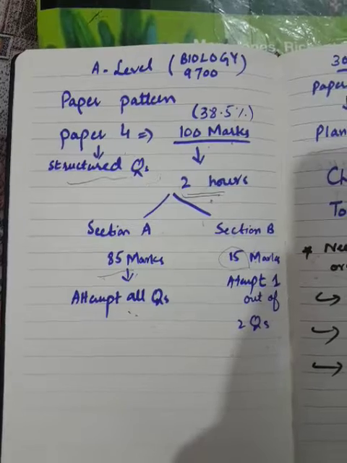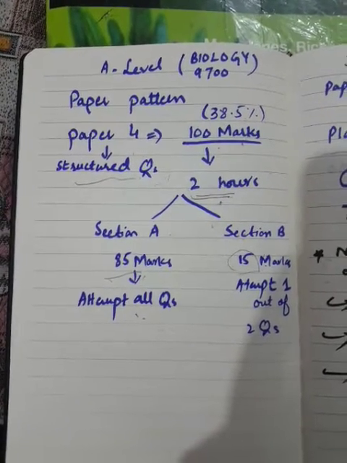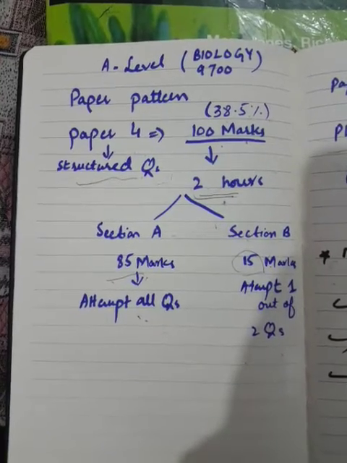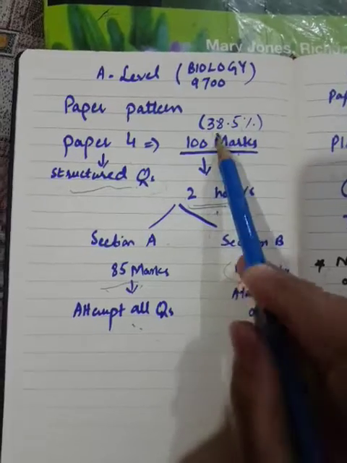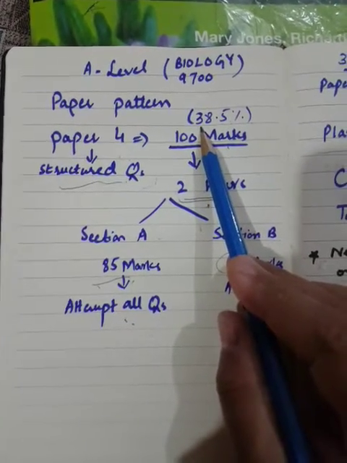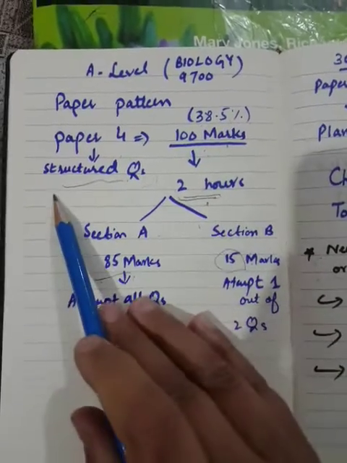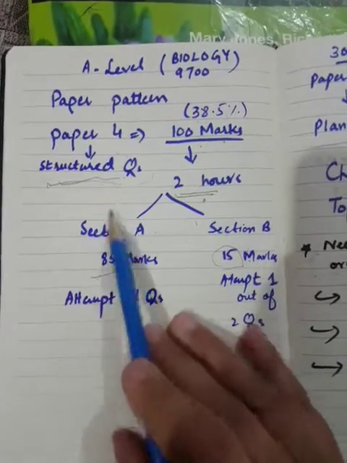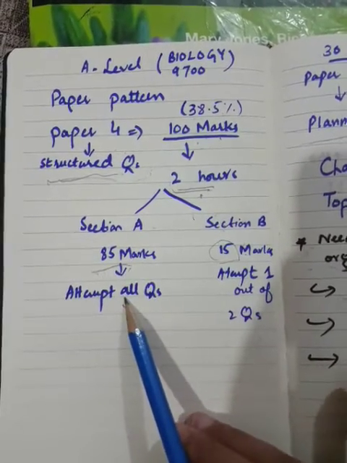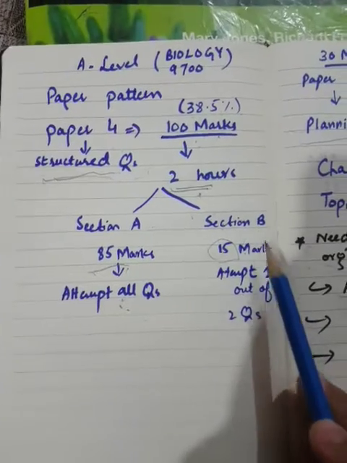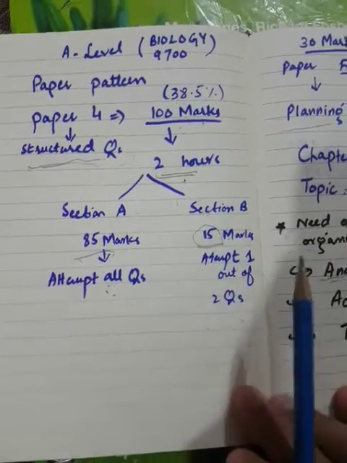Today we will start a new topic, but before going into the details of today's topic, first have a look at the paper pattern of paper 4 and paper 5. Paper 4 is a 100 marks paper and the weightage of this paper is 38.5%. The time allocated for this paper is 2 hours. Basically this paper is regarding structured questions. There are two sections. Section A having 85 marks, all questions are compulsory. Section B, there are two questions, you have to solve one and the question is of 15 marks.